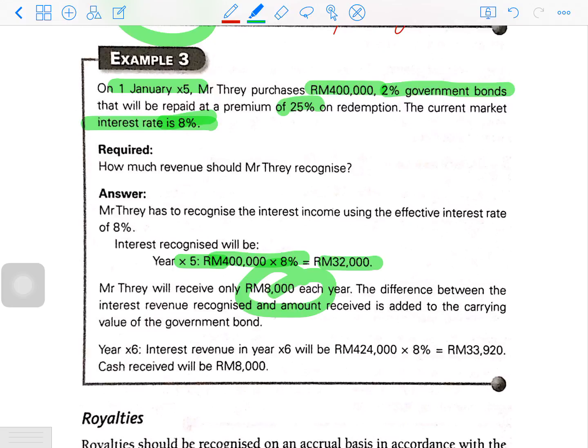Wait, I need to calculate something. 2,400. The current market is 8% interest rate. PX year.